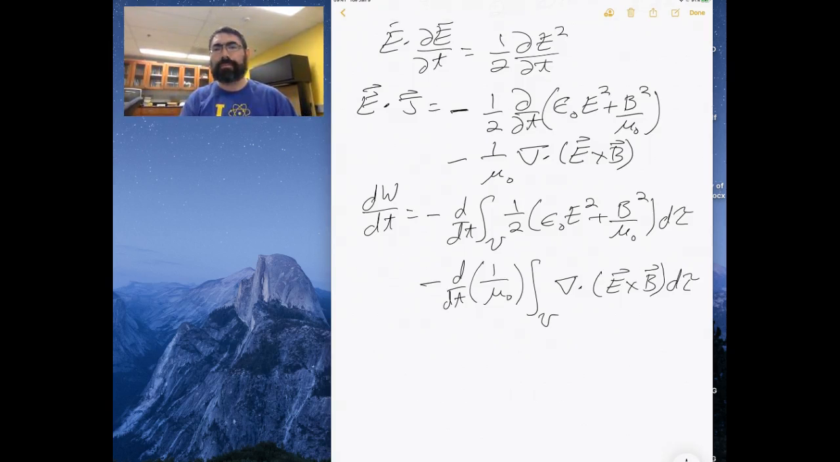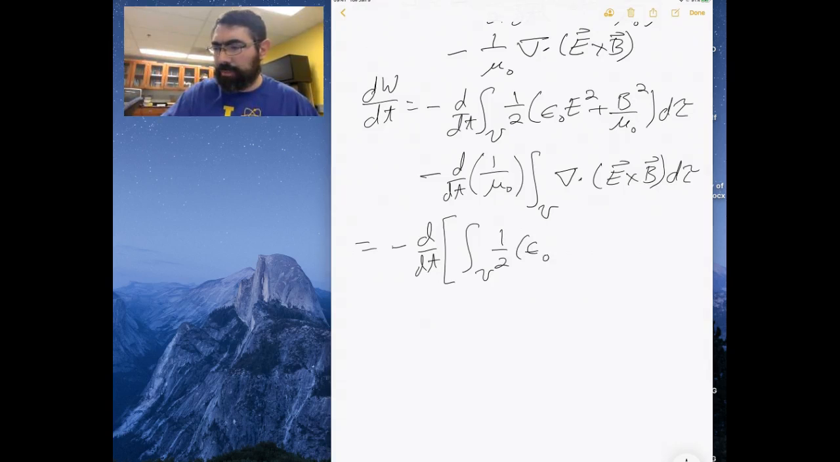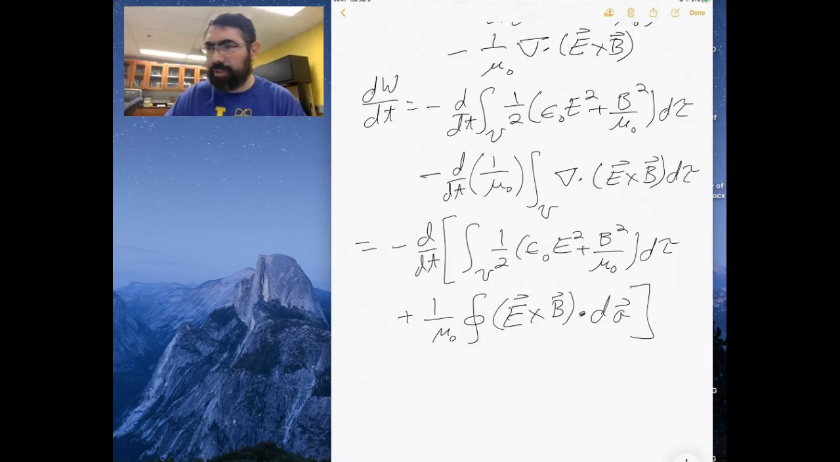integrating over the volume. Okay, so now what we see is that I can use the divergence theorem on that second integral, and if I rewrite things, let me say minus d/dt of the integral over the volume of 1/2 epsilon naught E squared plus B squared over mu naught, integrating over the volume, plus 1 over mu naught, integrating over a closed surface, or the closed area, of E cross B dotted into that area vector.